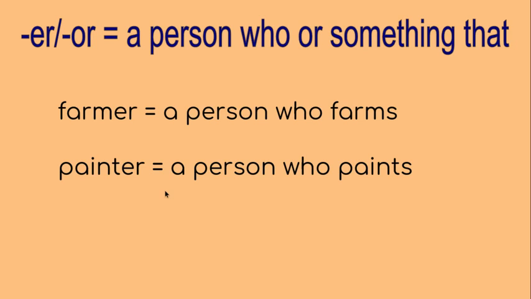I want you to pay attention to the words farm and paint. Farm is a verb and paint can be a verb. So I can farm crops or I can paint a picture. Notice when you add an er on that, it makes it become a noun.